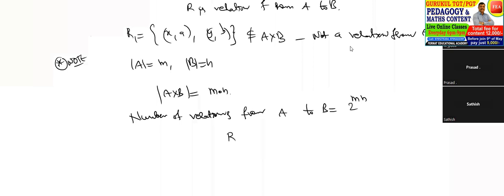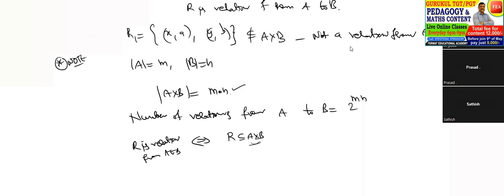That means any relation that you start with from A to B must be a subset of A cross B. So in order to find a relation from A to B, it's enough to find a subset of A cross B. How many subsets of A cross B are there? There are 2 power mn, because the number of elements in A cross B is mn. Therefore, the total number of subsets of a set containing mn elements is 2 power mn. So the number of relations from A to B is 2 power mn.